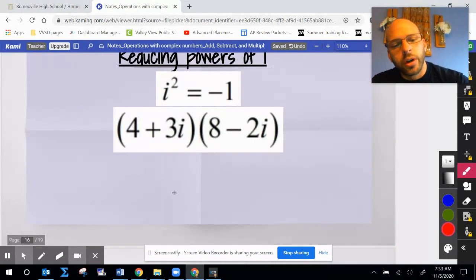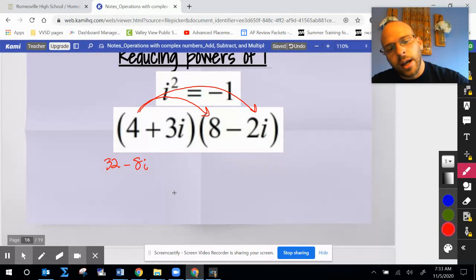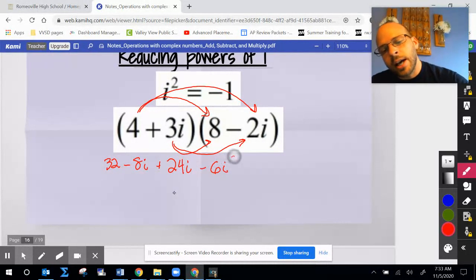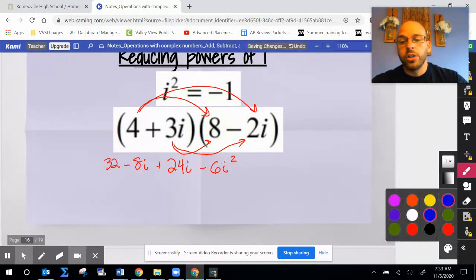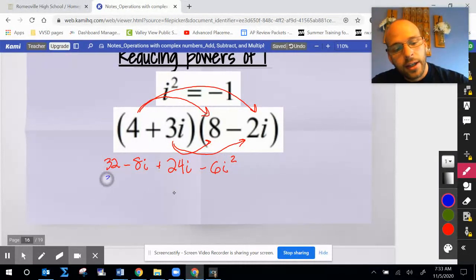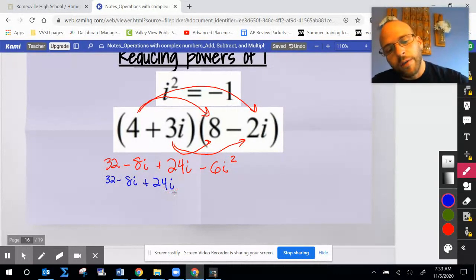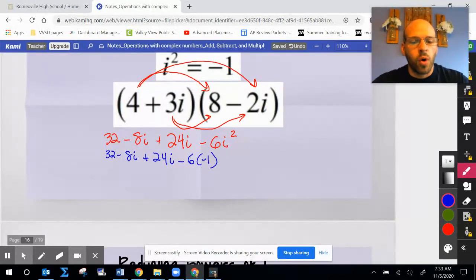All right, so I have a multiplication problem here. All we're going to do is distribute. 4 times 8 is 32. 4 times a negative 2i is a negative 8i. 3i times 8 is a 24i. 3i times a negative 2 is a negative 6i squared. So we're going to use that property, that idea. So I have a 32 minus 8i plus 24i minus 6 times, and then i squared is a negative 1.